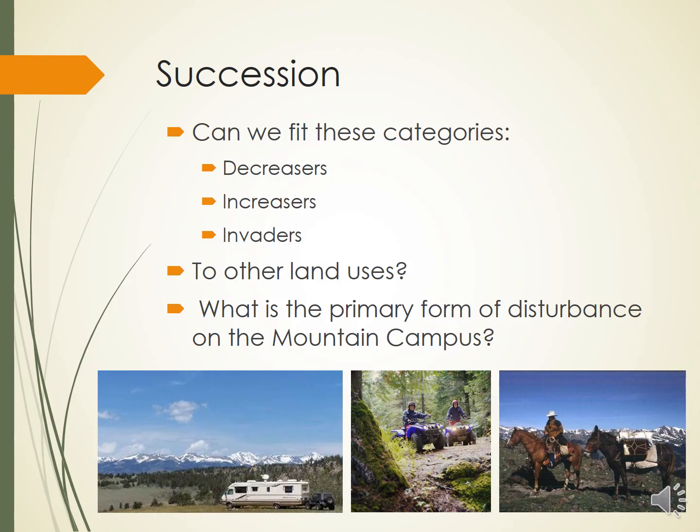So, for example, on mountain campus, the primary form of disturbance tends to be students, in more ways than just the plant life on campus, but students tend to act as grazers in that they're removing the plant material, they're collecting specimens for identification, things like that, and they're certainly trampling it.